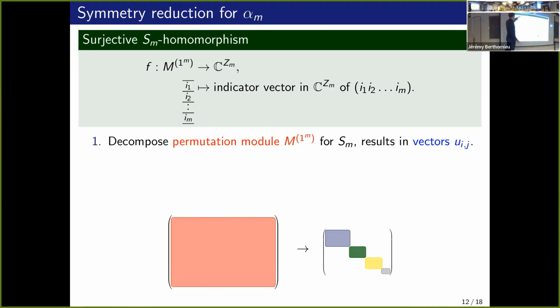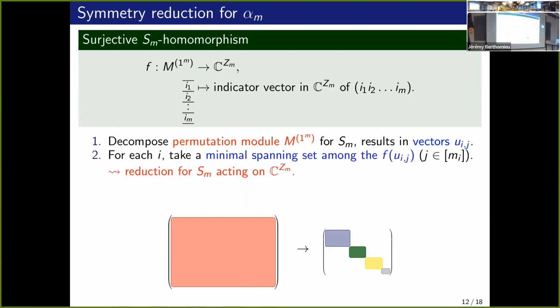And then we observe that there is a surjective S_m homomorphism, so a surjective linear map which also respects the group action, from this module to CZ_m, which is the module we are interested in. A tabloid is a row equivalence class of a Young tableau. M^λ just consists of all formal linear combinations over C of Young tabloids of a certain shape; the Young tabloids are the basis elements. The map sends a tabloid to the indicator vector in CZ_m of this m-cycle. And then we apply the map F, and for each i we take a minimal spanning set among the images. You can just do that with linear algebra on the computer. And then you find the reduction for S_m acting on CZ_m.